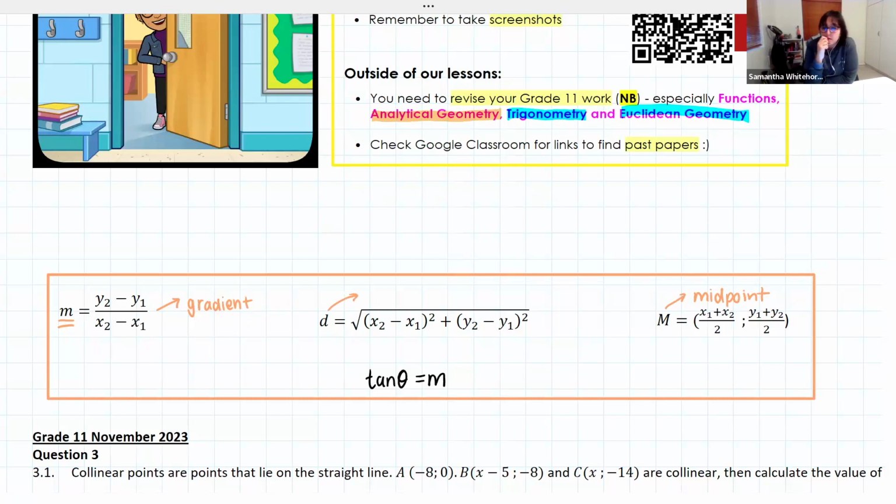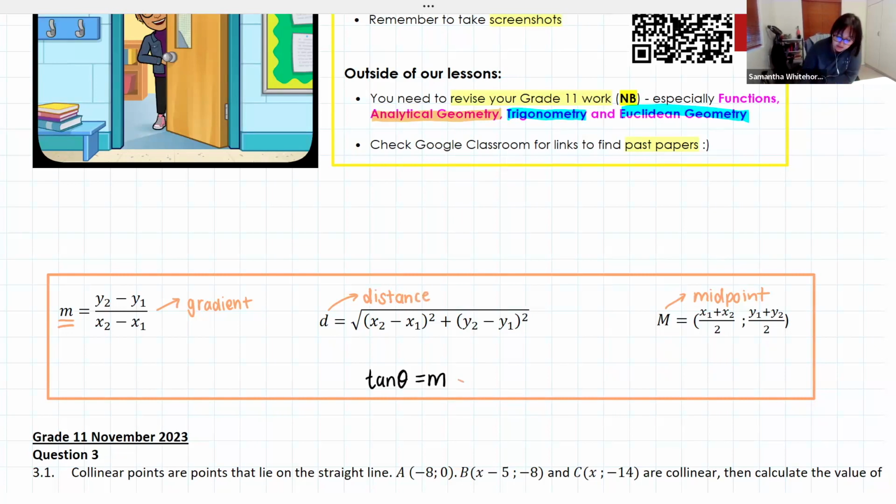What is the D formula? Nice. Okay, nice Camilo, the table, very nice. It is your distance formula. So if you want the distance or the length of a line segment, you use the distance formula.